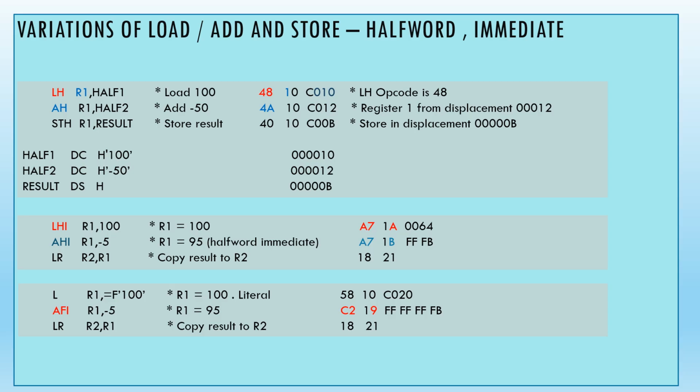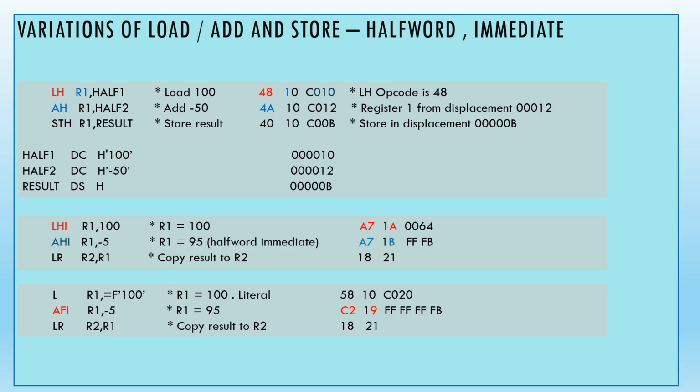Then you are storing the halfword STH from R1 into a variable called result. So STH, its opcode is 40. R1, again the same thing, 10. And you saw below, the result variable is stored at a distance of 000B, or for the time being understand that it is at an address called 000B. So what we are doing is C00B.